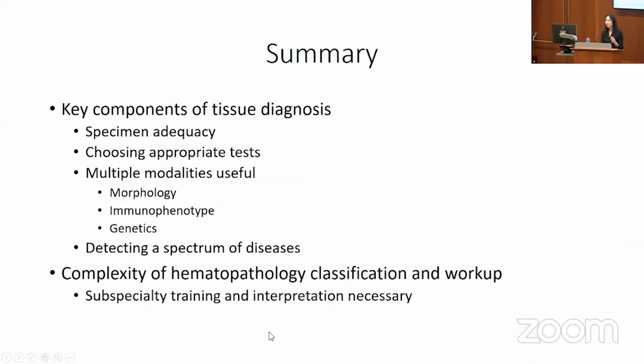And so I hope that you get from this talk some key components of tissue diagnosis. Specimen adequacy, which is really critical to getting a good diagnosis, choosing appropriate tests, the fact that we have multiple modalities in hematopathology to put together into one comprehensive diagnosis that detects a spectrum of diseases. And because of the complexity of hematopathology classification and workup, it is really important that those who interpret the biopsies have had subspecialty training and give you that very specific diagnosis.